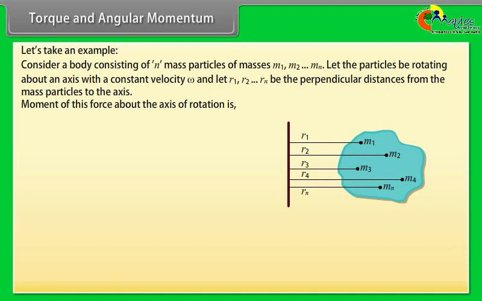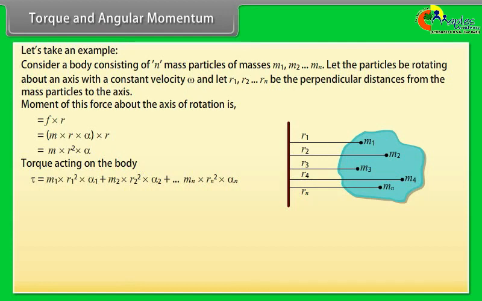Moment of this force about the axis of rotation is equal to F into r. By putting value of force, we get m into r into alpha into r, which is equal to m into r square into alpha. Torque acting on the body is given by tau is equal to m1 into r1 square into alpha 1 plus m2 into r2 square into alpha 2 plus and so on till mn into rn square into alpha n.